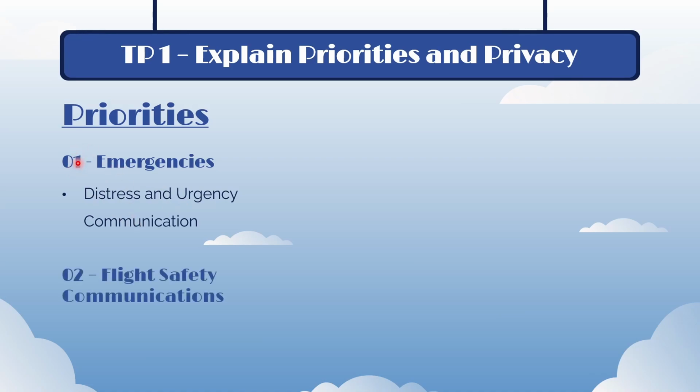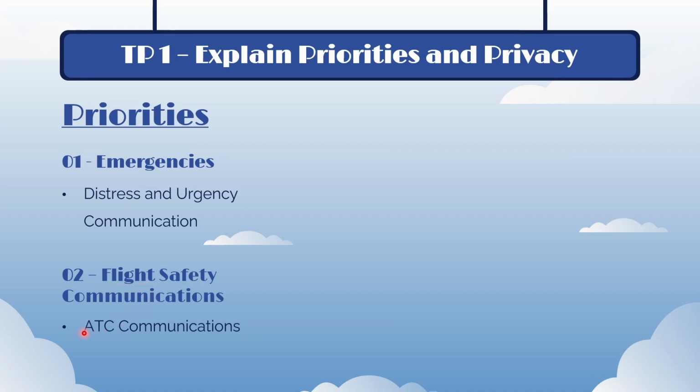The second is flight safety communications. Flight safety communications are basically ATC communications. Like maybe ATC says, Foxtrot Golf Romeo, you are cleared to land on runway 23, or something like that. Those are ATC communications. Those are flight safety communications.